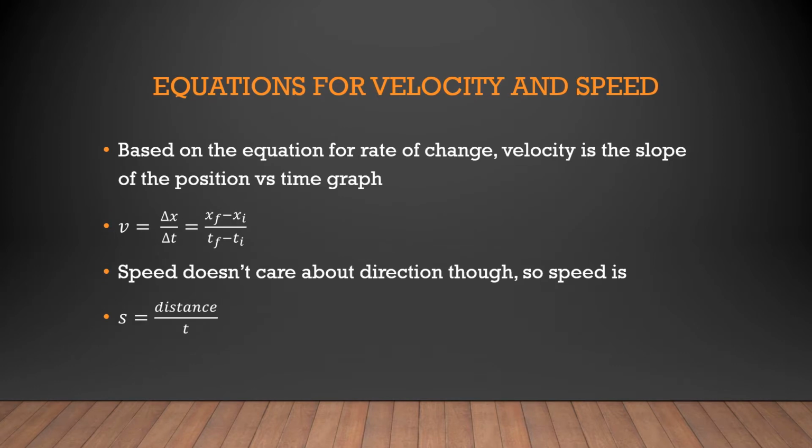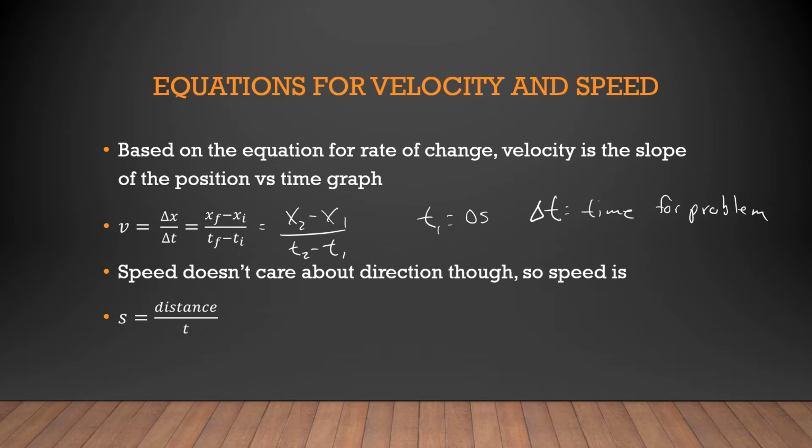So based on the equation for rate of change, velocity is the slope of the position versus time graph, like I just said. And we have this equation of xf minus xi over tf minus ti, or you could do x2 minus x1 over t2 minus t1. Now, in a lot of cases our t1 is going to be 0 seconds. We'll just start at the very beginning. Therefore, delta t usually ends up being the time for the problem, but that may vary based on what type of problem it is.